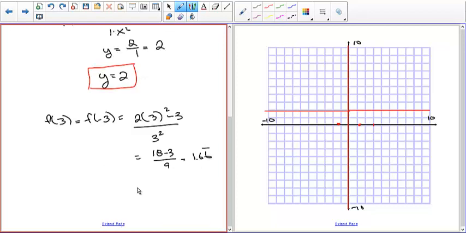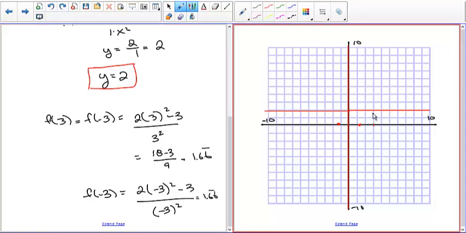And you can see if I plug f of negative 3 in there, so I did f of 3, you'd have 2 negative 3 squared minus 3 over negative 3 squared. Well, you're going to get the same number. Why? Because negative 3 squared is the same as positive 3 squared. So let's go here. We got 1, 2, 3, 1.66, which will put you about right there. Same way over here, negative 3, 1, 2, 3, 0.66. So yeah, it's got to go this way.